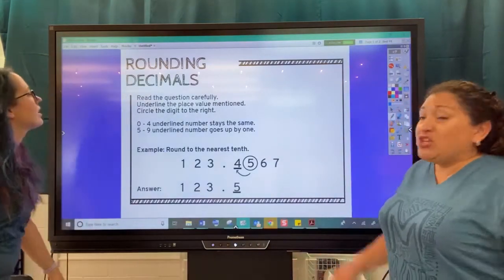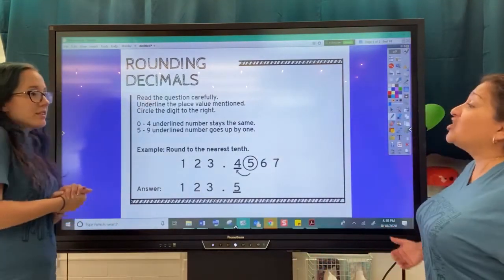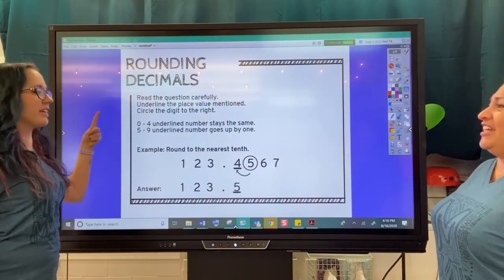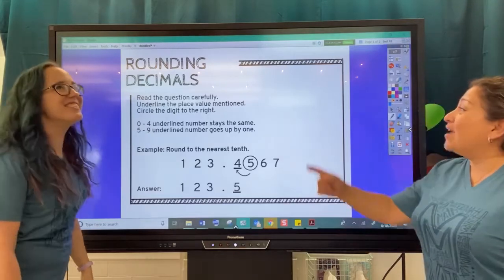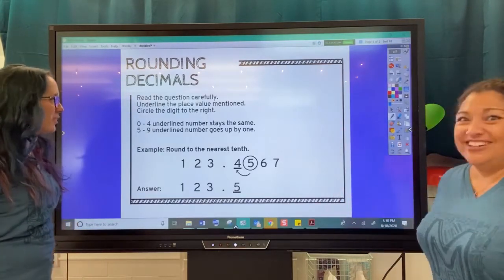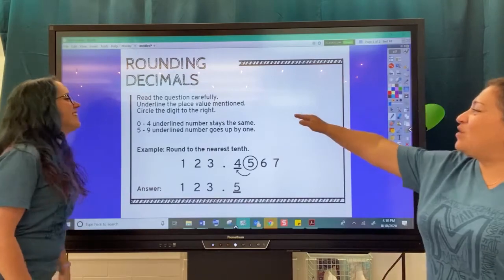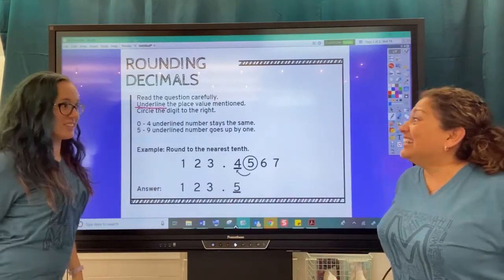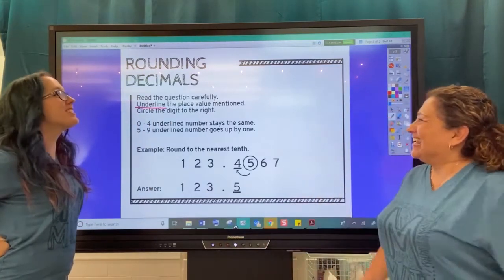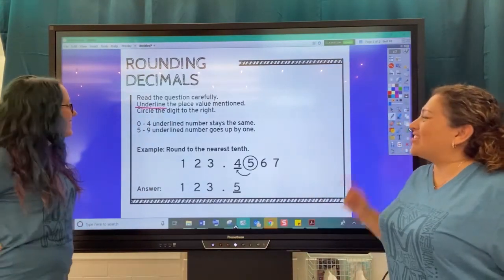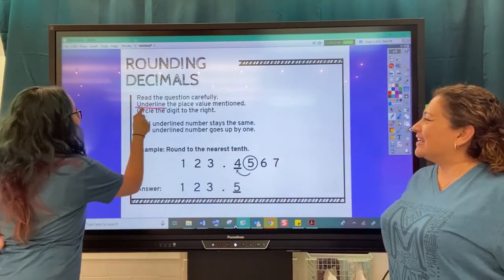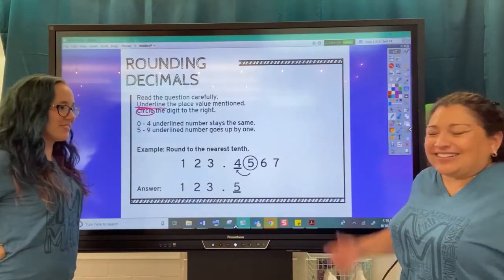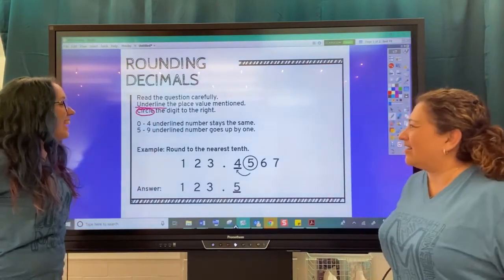All right, when you are rounding decimals, the first thing you must do, Miss Benson, is read the question carefully. Very nicely done. Thank you. The next thing we do is underline the place value mentioned. And what's the third thing we do? Circle the digit to the right. That is amazing. It's very good. You've done this before.